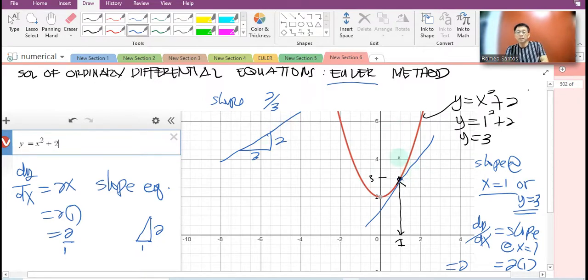Okay, so let us discuss the Euler method now. The Euler method is very easy. I will do part 2.